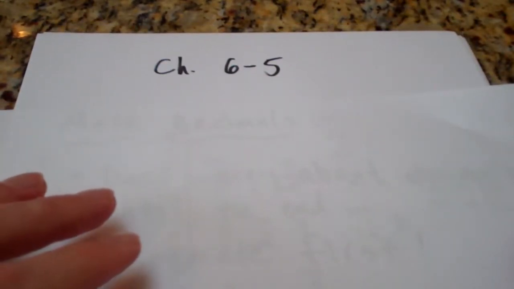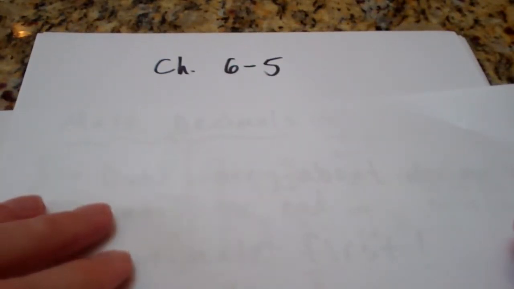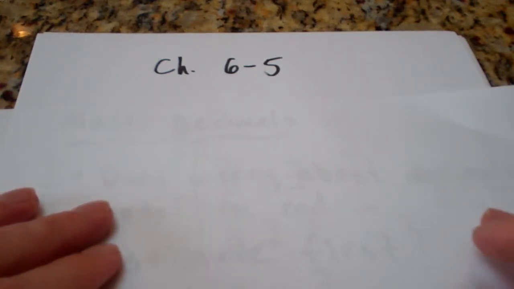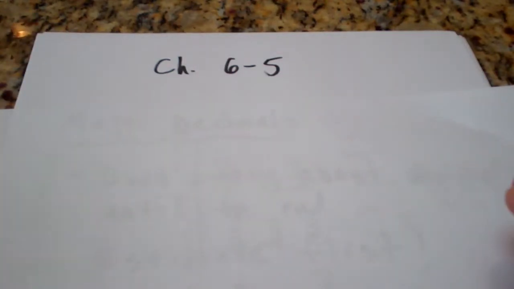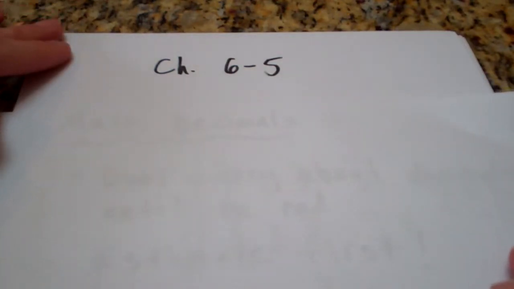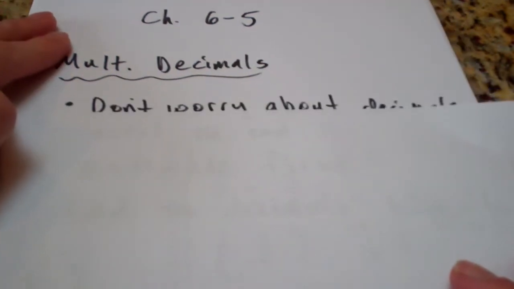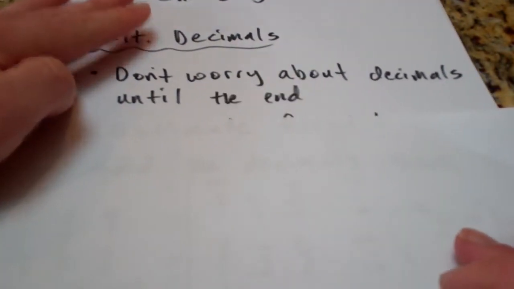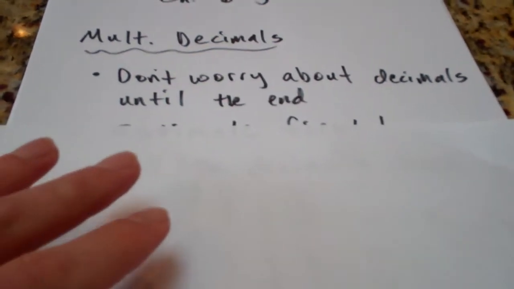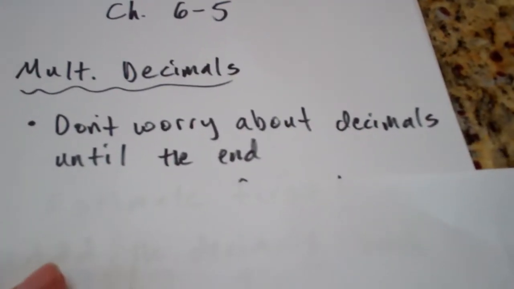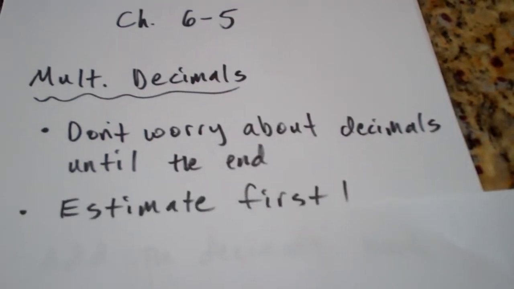Hello, we're in chapter 6.5 and we are multiplying and dividing with decimals. I'm going to first show a few examples of multiplying with decimals, and there's a couple things we need to remember. First off, when we're multiplying with decimals, we don't worry about the decimals until the very end. Don't worry about the decimals until the very end, and I'll show what I mean by that.